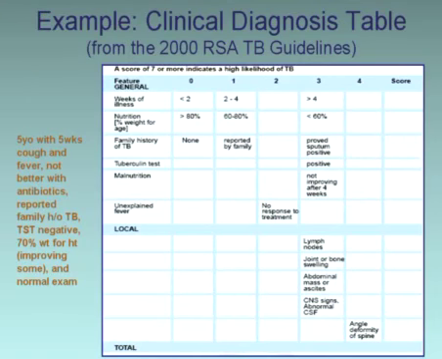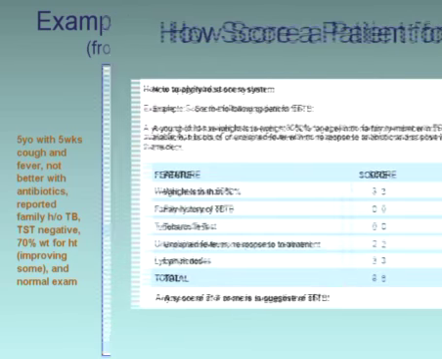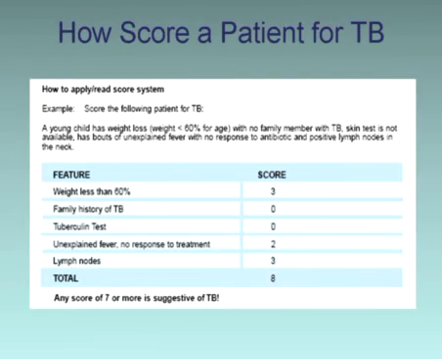So we didn't get an X-ray. We didn't do sputum. We didn't do skin test. We didn't do anything. We diagnosed it clinically. This is taken directly from the guidelines. I have a few more examples here, so this is another one. But again, you know how to do it. A score of 7 or more is suggestive of TB.